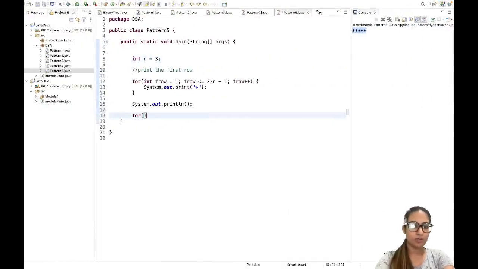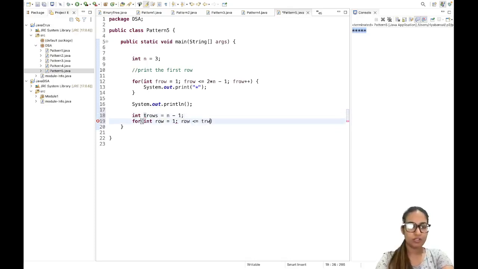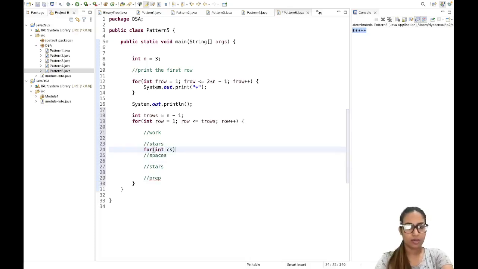So what you do is, now you run a loop: int row, first of all is n minus 1. You run a loop which is less than or equal to total rows, and then you do row plus plus. Now you work for the current row. When you work for it, first you print stars, then you print spaces, then you again print stars, and then you prep for the next row. Okay, so int cst is equal to 1, cst is less than or equal to total stars, and cst plus plus.